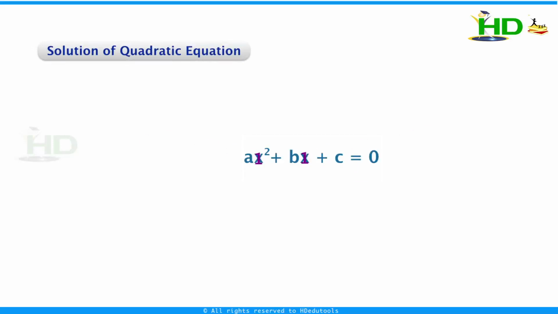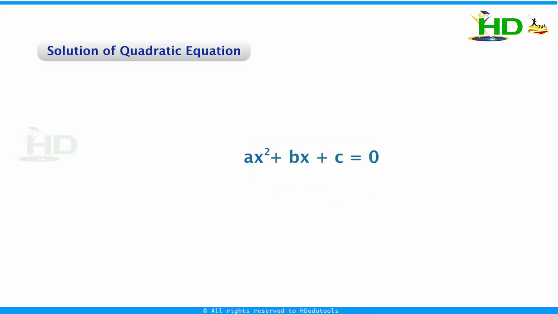The solution of a quadratic equation. For what values of x does this equation become 0? Those values are called the roots of the equation ax square plus bx plus c is equal to 0.